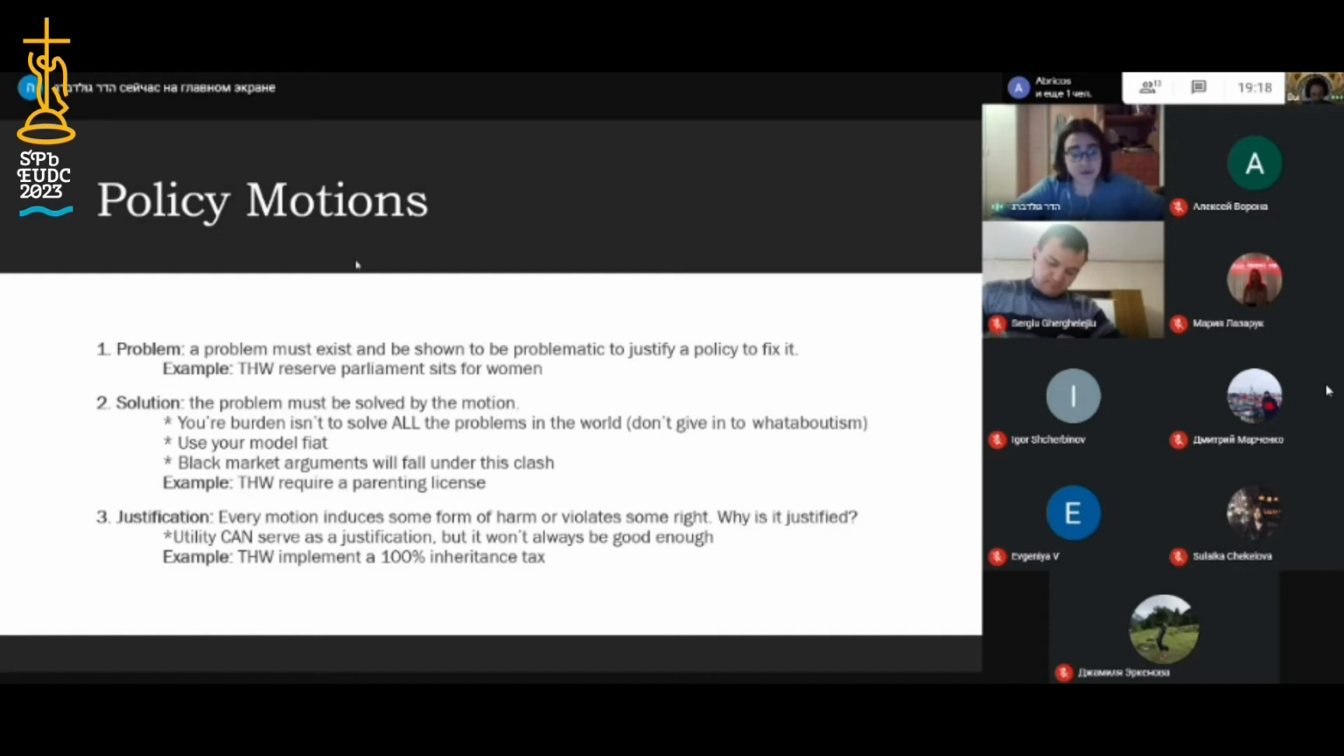Secondly, use your model fiat. OG is allowed to define a model for the debate. It is usually going to be extremely important for proving that the motion indeed solves the problem. Thirdly, black market arguments, which we discussed in our earlier meetings, will always fall under this clash.